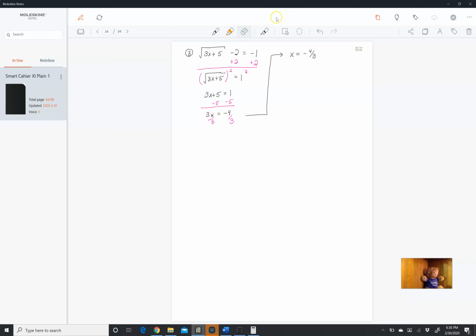But we want to check to see if it's extraneous, so we want to plug back in. Okay, so here we isolate the radical. Here we square both sides. Here we solved for x. So notice we're following the same procedure each time. And here, we're going to check to see if it's extraneous.